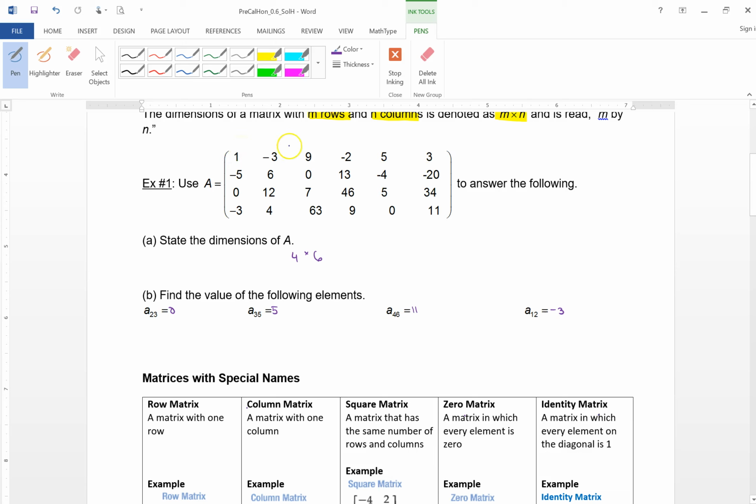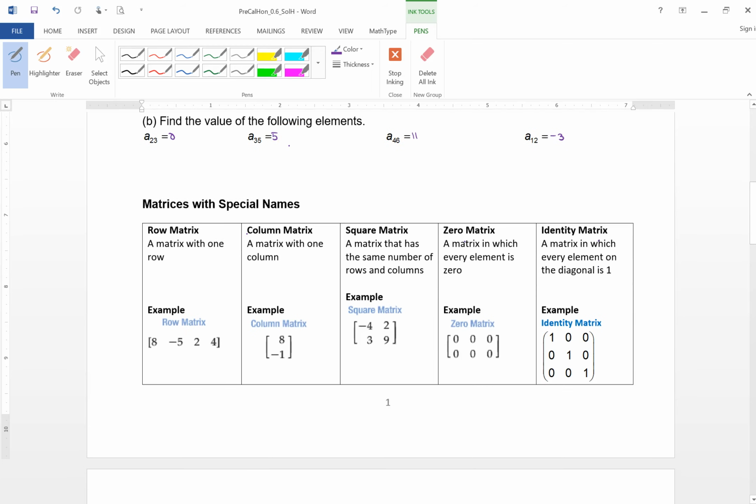Now, sometimes you have matrices with special names. For example, a row matrix is just a matrix with one row. So what are the dimensions of this matrix here? 1 by 4. You can have a column matrix where it's just one column. What are the dimensions of this matrix? 2 by 1.